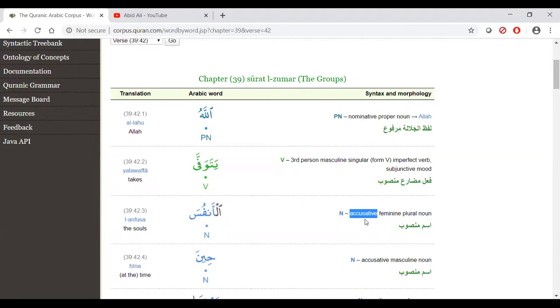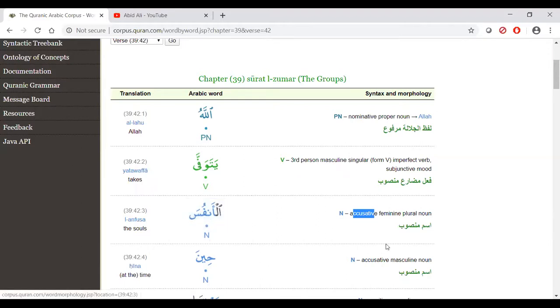This accusative means the jar, possession, right? Why is it feminine, by the way? Sorry, I take it back. Accusative is nasab. Yes, it's an object here. Accusative is nasab, the nominative is rafa, and the genitive is the jar. So this is accusative because we can see there is a fatha here.